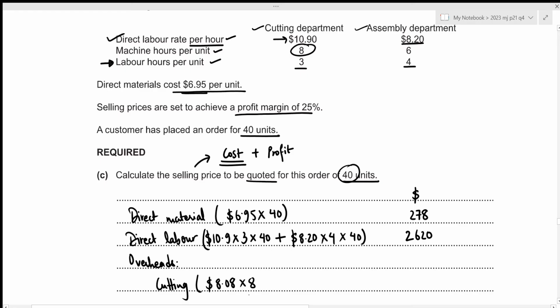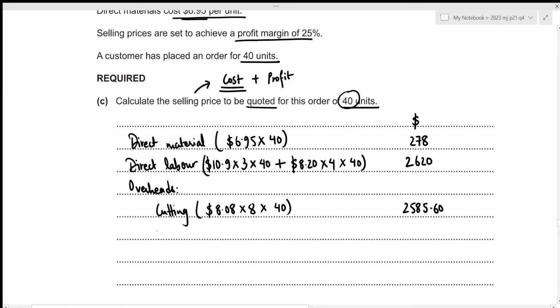So in order to figure out the total overhead, we just need to multiply it by the total number of units, which is 40 in this case. And this gives the overhead for cutting department to have the value of 2,585.60. Now we just repeat the same process for assembly department.